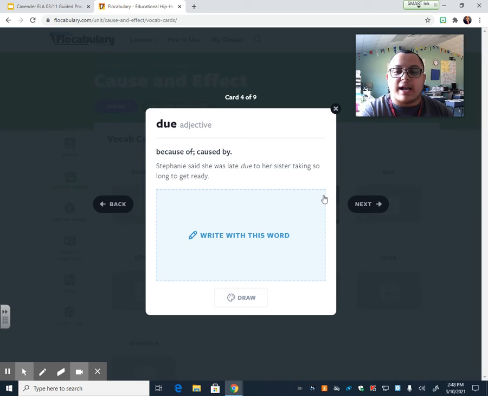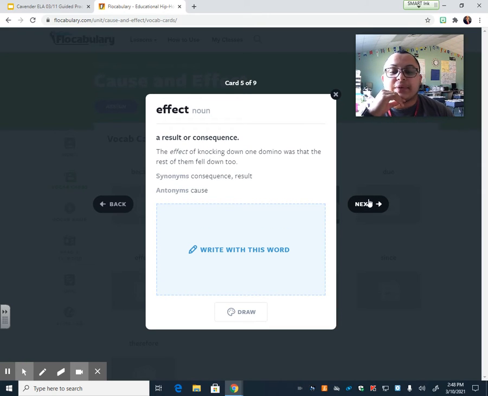Due means because of or caused by. Stephanie was late due to her sister taking so long to get ready. So due is another cause. Effect is the result or consequence. The effect of knocking down one domino was that the rest of them fell down too.